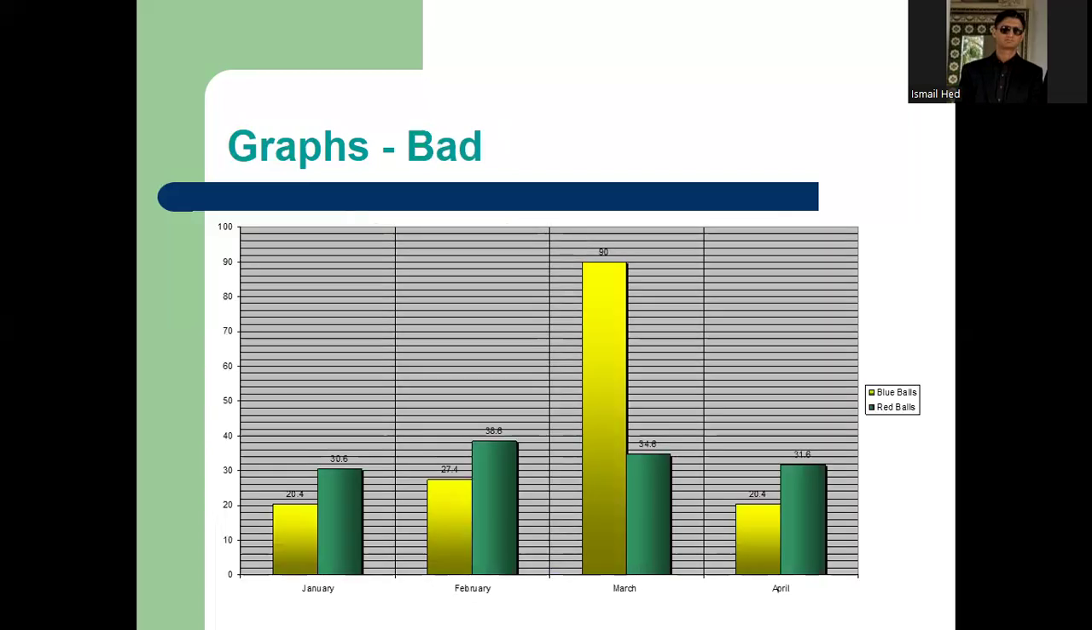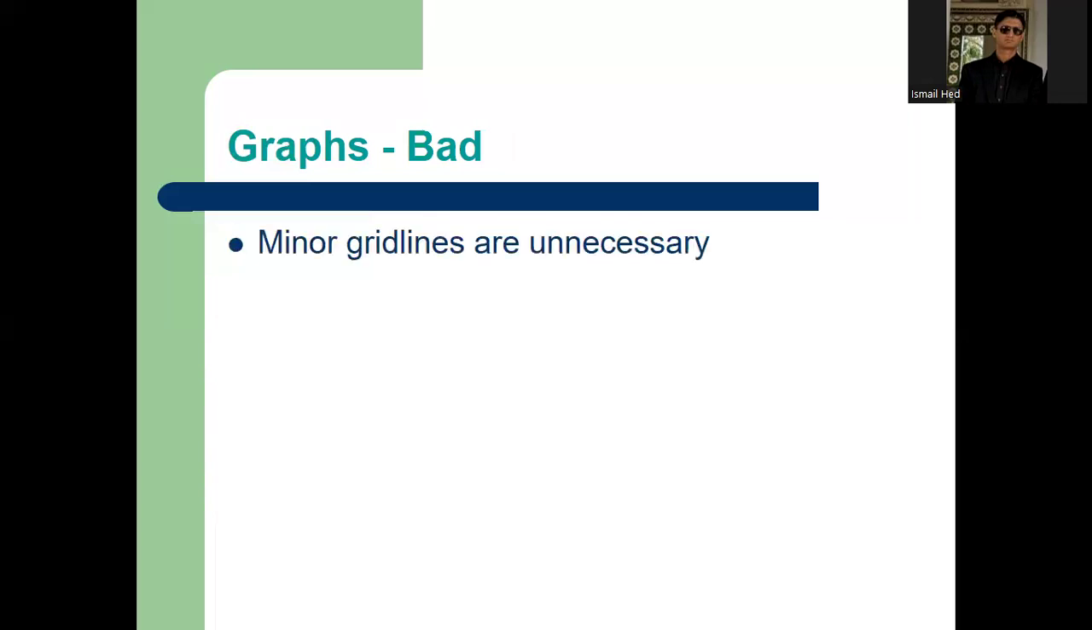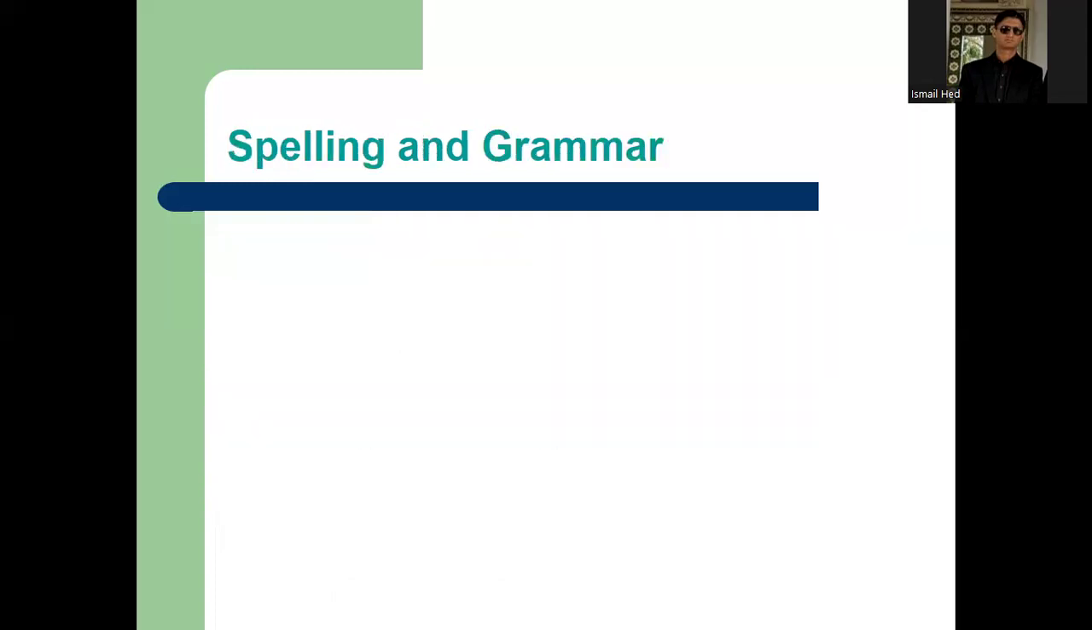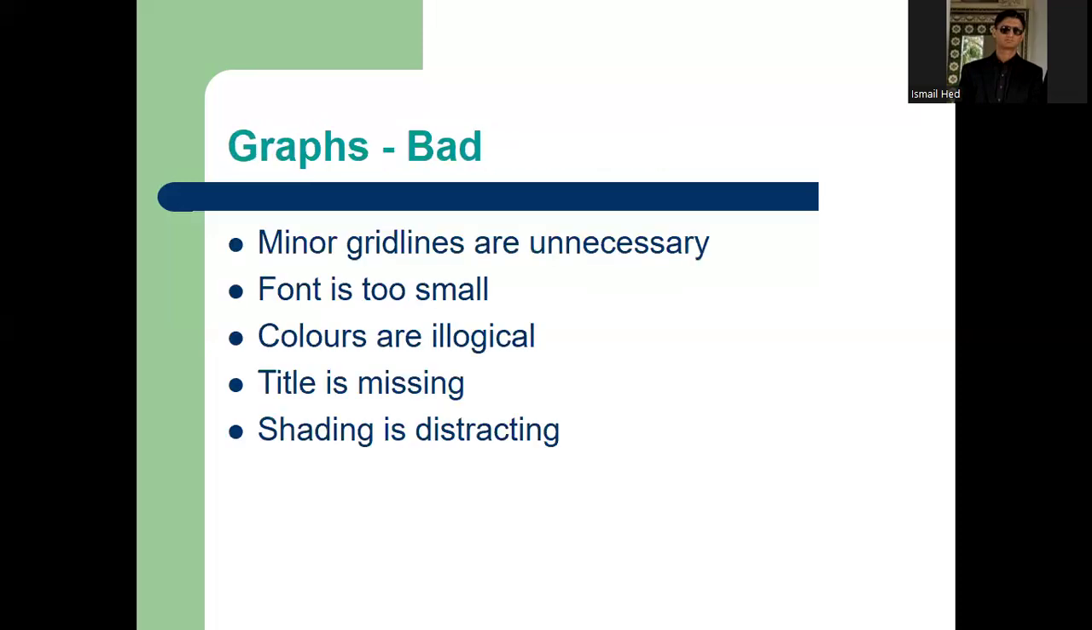Graphs with too many contrasting colors are not going to be helpful, and they are rather going to distract the people looking at them. Bad graphs are the ones where minor grid lines are unnecessary, the font is too small, colors are illogical, the title is missing, and shading is distracting. You have to avoid all such situations where bad graphs are used. Rather, good and formal ones should be promoted and used.